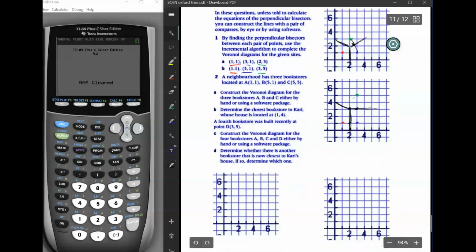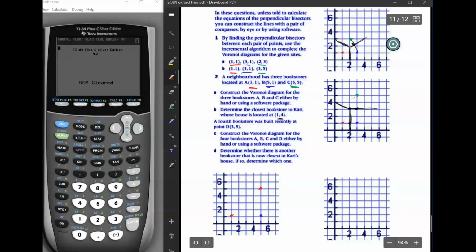Let's go to the next one. A neighborhood has 3 bookstores located at 1, 1, at 5, 1, and at 5, 5. Construct the Voronoi diagram for the 3 bookstores ABC by either hand or using a software package. Determine the closest bookstore to Carl, whose house is located at 1, 4. Okay, so let's see. So 1, 1, 5, 1, and 5, 5.